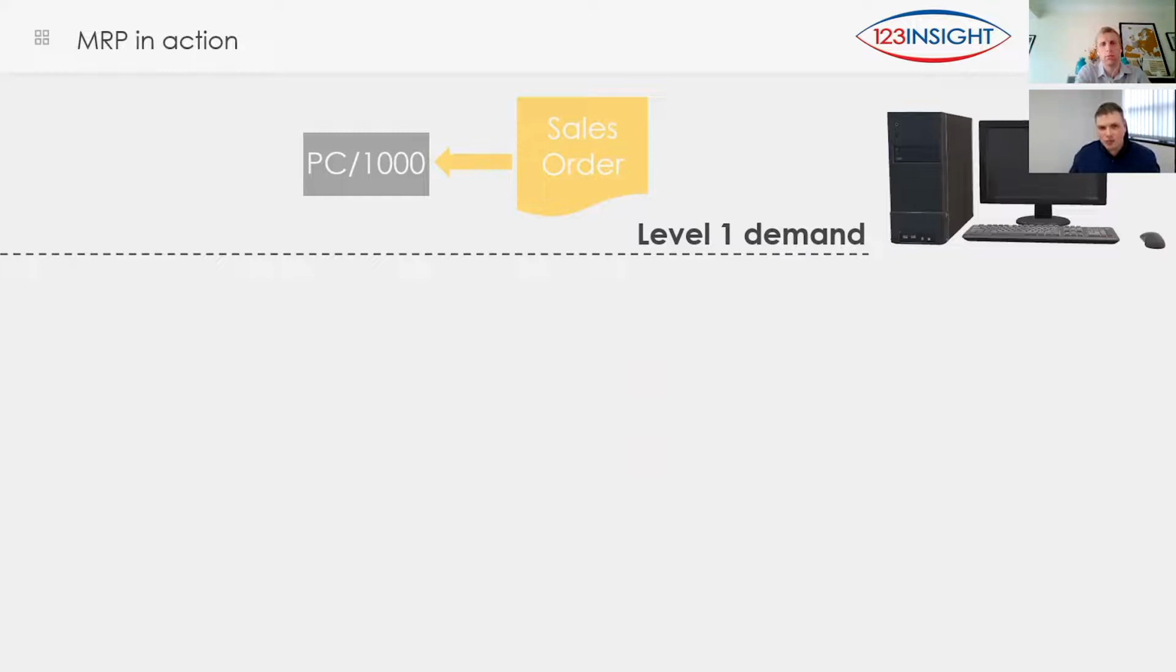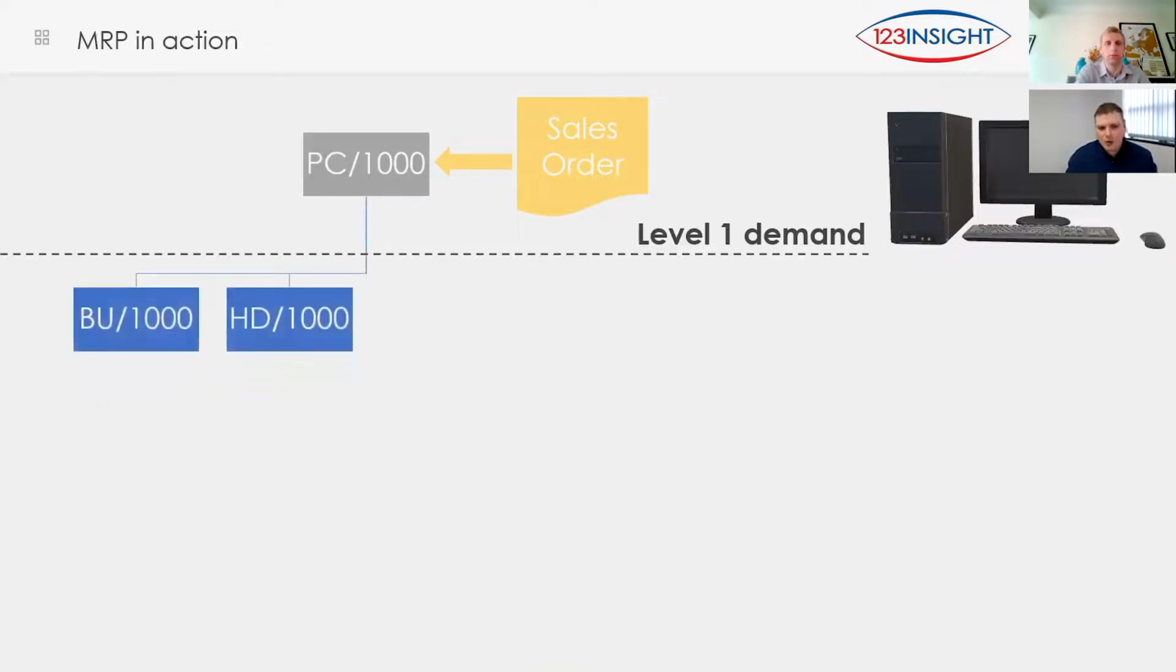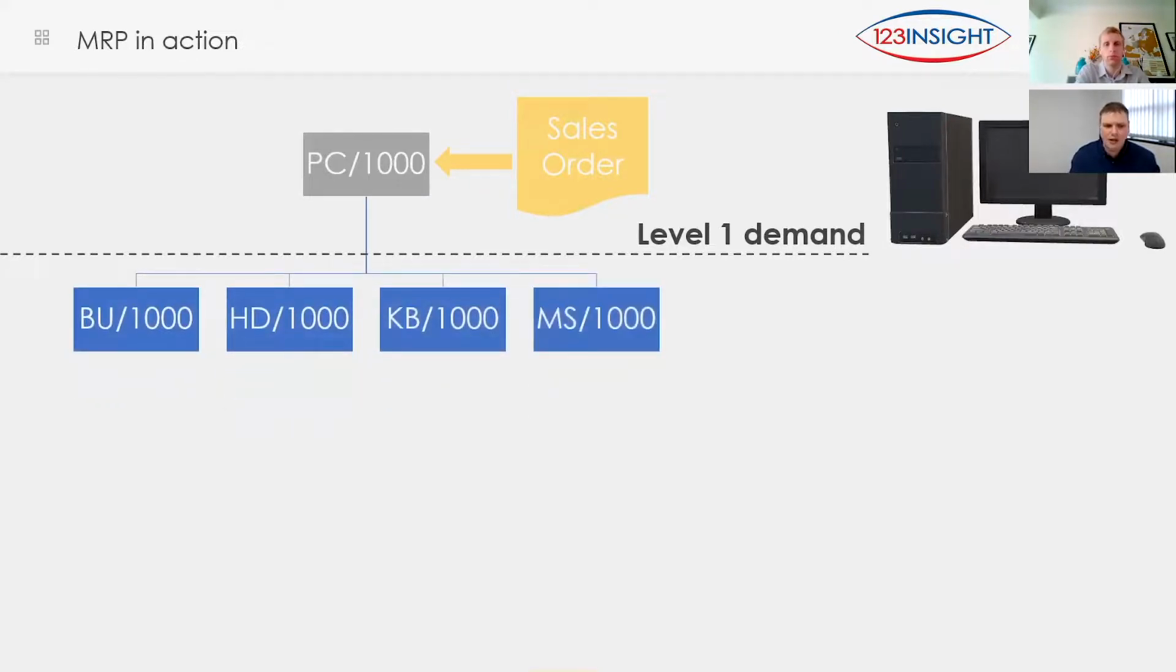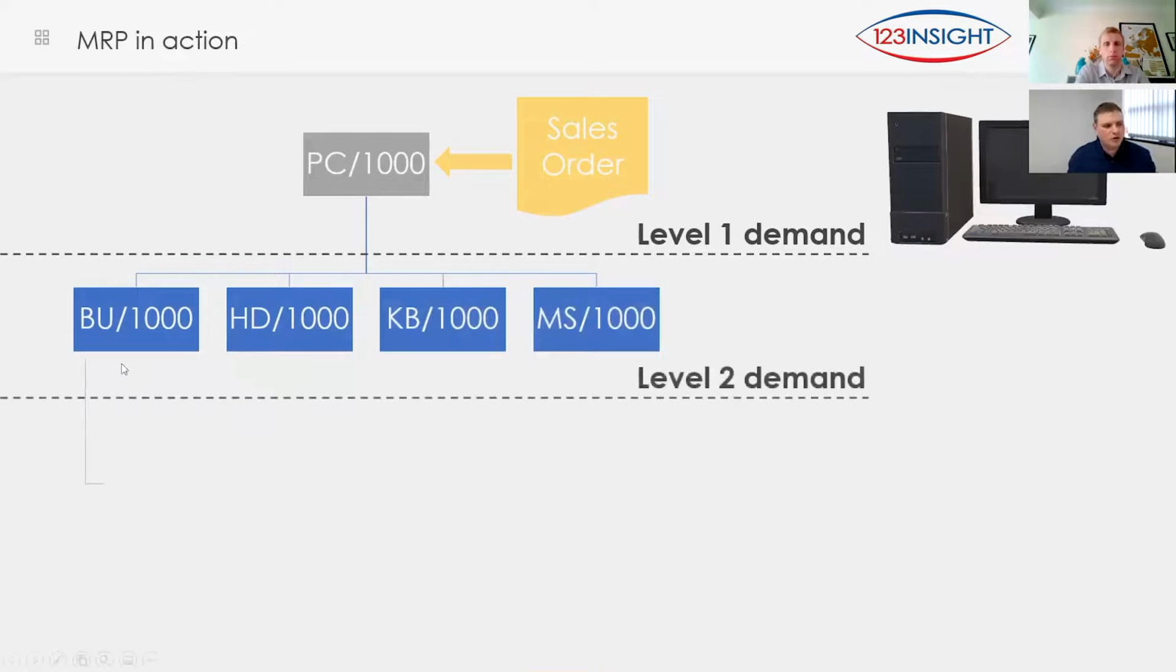What MRP then does with that is start constructing something called a master production schedule. We don't need to go into that today, but it starts constructing basically a list of all the demand that it's got and when that is. And so we've got our PC 1000 demand. MRP will now look down that chain and it will come up with a level 2 demand, which is for the base unit, the hard drive, the keyboard, and the mouse. I need some of these if I'm going to fulfill my order for the PC 1000. So we haven't got any stock of the PC 1000. Do we have any stock of the base unit, the hard drive, the keyboard, and the mouse that we need to make it? That's my level 2 demand.